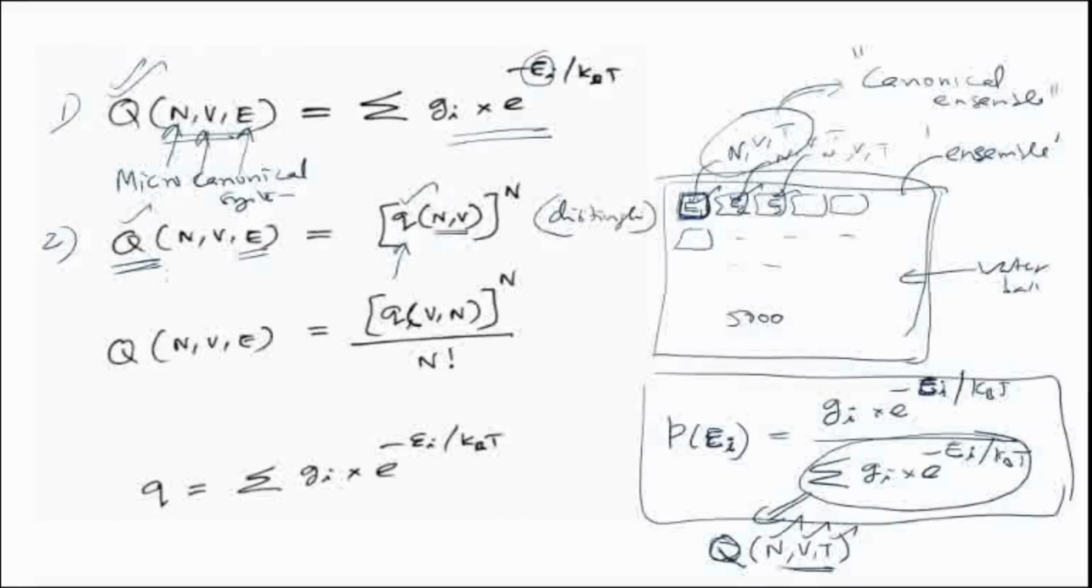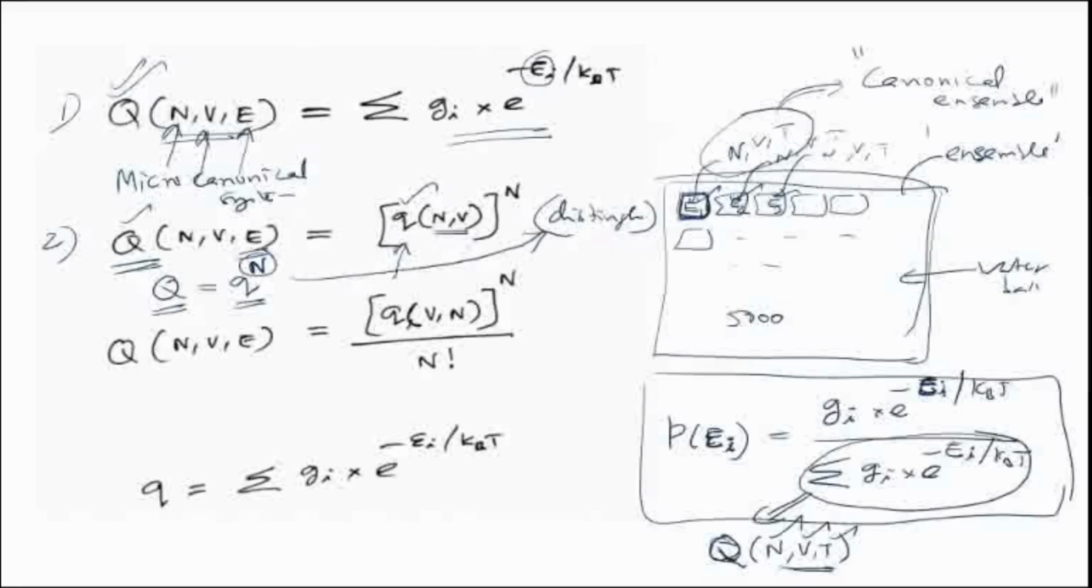Okay, we can write simply like this: capital Q. Don't worry about this N V E and all. We are going to learn that in a detailed manner as we go along in these lectures. So capital Q is equal to small q power N, right? Capital Q is the canonical partition function. Small q is the molecular partition function, or single particle partition function. This power N indicates the total number of particles present in the system. This formula should be used for distinguishable particles.